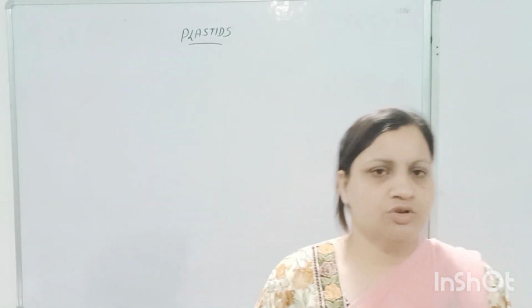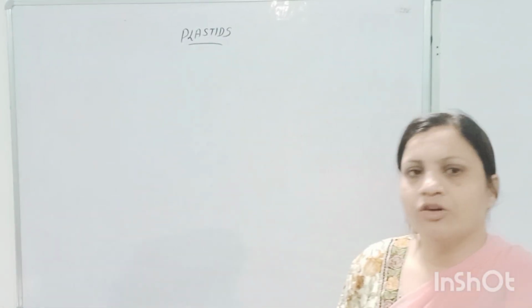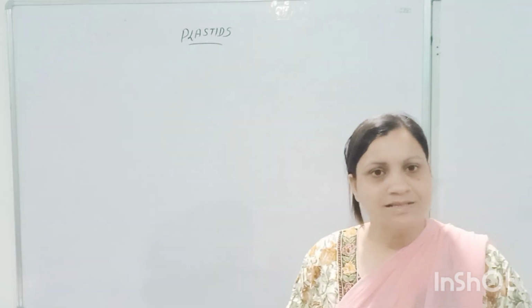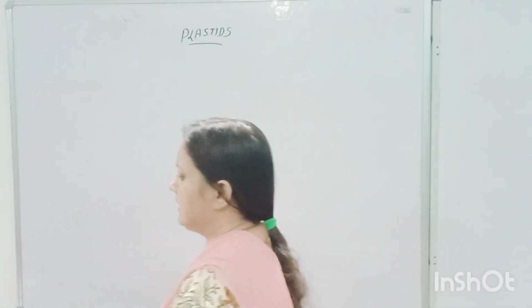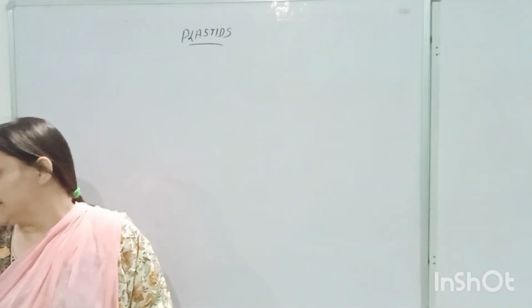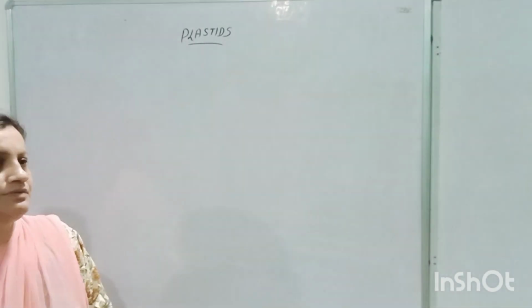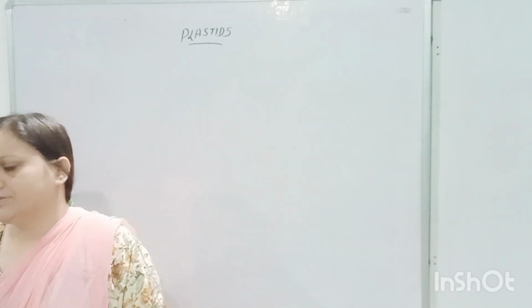Today the topic is plastid. It is also one of the important organelles in the plant cell, which is double membrane. So what is a plastid? It's a double membrane cytoplasmic organelle that is found in plants and euglenids.